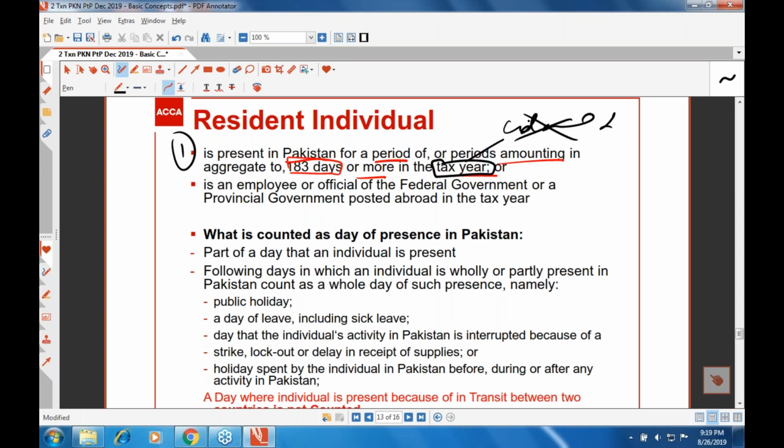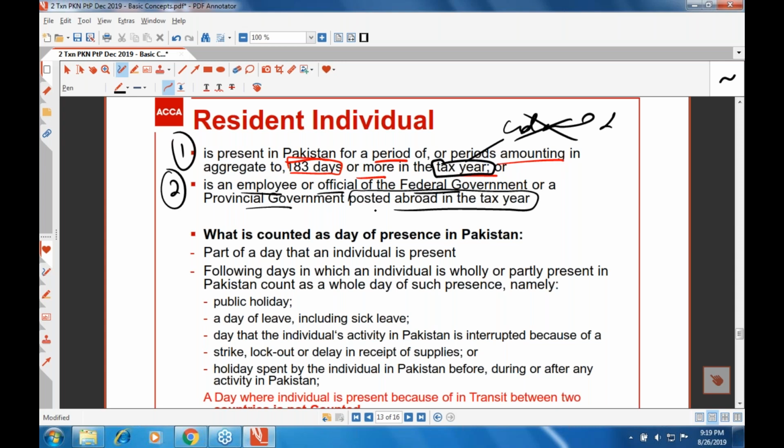So that's number one. Number two, if there's somebody who's an employee or official of the federal government or a provincial government and who's posted abroad in a tax year, posted in some other country as a government employee, as a government servant, let's say for a period of 2 years. So despite the fact that you are not present in Pakistan for 183 days, you'll still be considered as a resident taxpayer. That means you'll have to pay tax on your worldwide income in Pakistan during your period of stay abroad also.